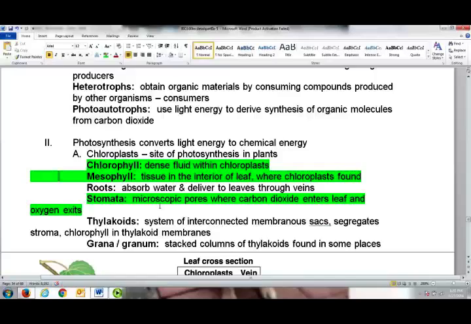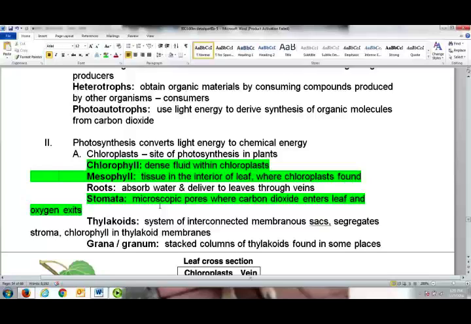So the chloroplast is the site of photosynthesis in plants, and within the chloroplast you're going to have chlorophyll, which is the pigment that will absorb the light energy. The mesophyll is the part of the leaf where the chloroplasts are found. It's in the interior of the leaf. The roots are going to be responsible for absorbing water and delivering it to the leaves through the veins. So it's only the green parts of the plant that are going to do photosynthesis. The stomata are microscopic pores where carbon dioxide is able to enter the leaf and oxygen exits.